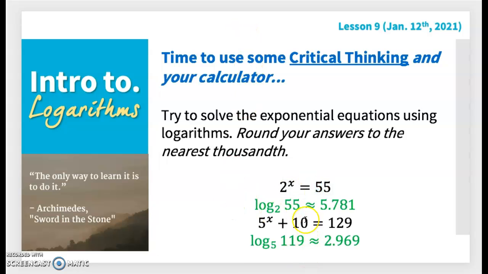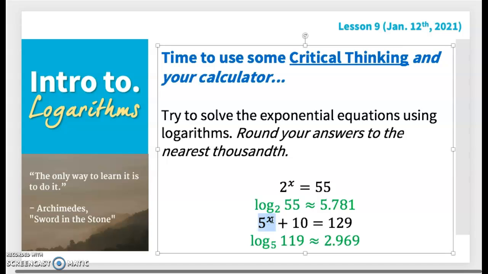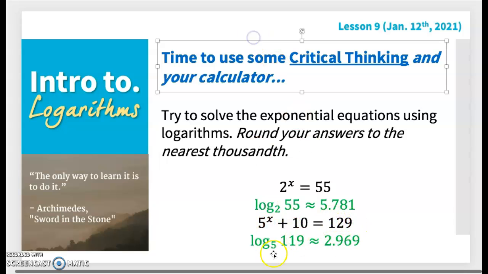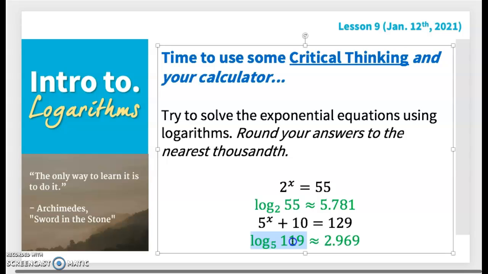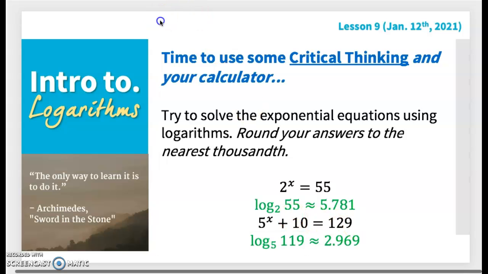And then lastly, this one was a little tricky, but hopefully you were able to remember what we learned last week when solving exponential equations. The first thing you have to do is get the exponent by itself on one side of the equation. So I subtracted 10 from both sides, and that gives me 119 over here. Then you can convert 5 to the x power is equal to 119 into a logarithmic equation. Basically, this is saying that if we took 5 and raised it to about 2.969, it would give us approximately 119. And remember, it's 119 because I first had to subtract 10 from both sides.